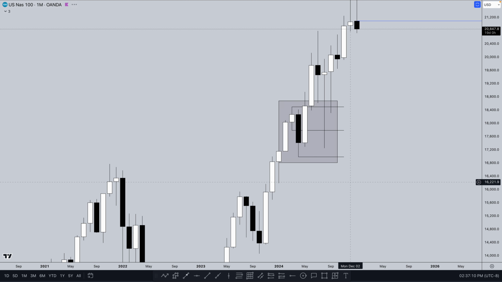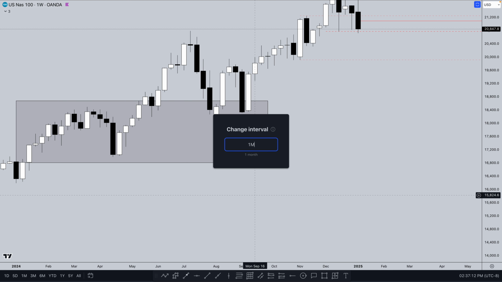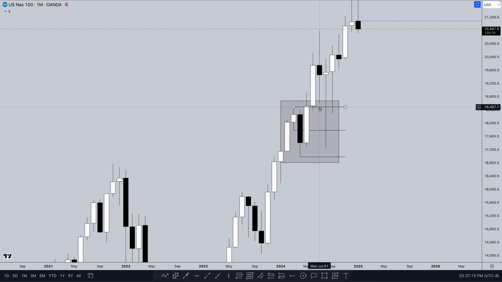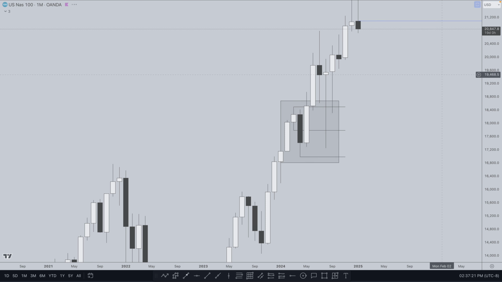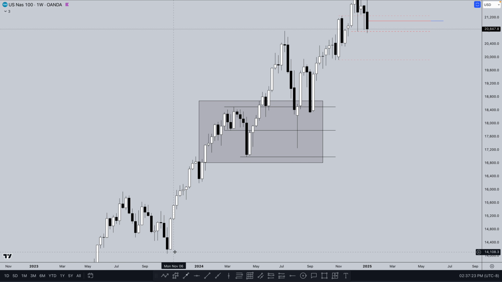So when you go to the weekly, make sure this is visible in all the time frames. That should be the setup. Boom. Textbook. Sweep. Break above. Retest. Boom.